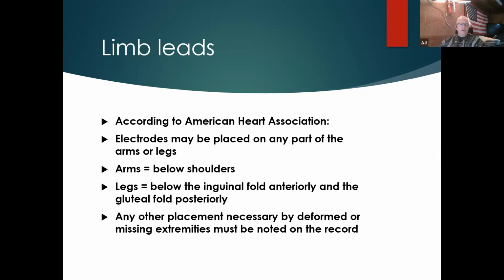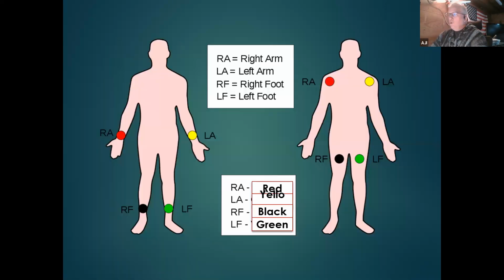Any other placement, this is per the American Heart Association, that is necessitated by deformed or missing extremities must be noted in the record, because the shape of the tracings that we're getting when we do an EKG may be a little skewed because of that. All right. So we're looking at it. Here we are, a different diagram.